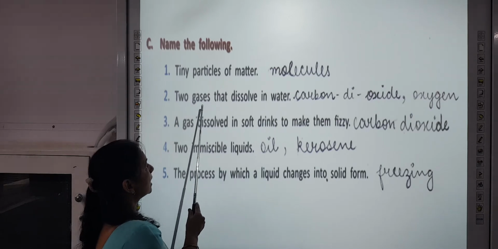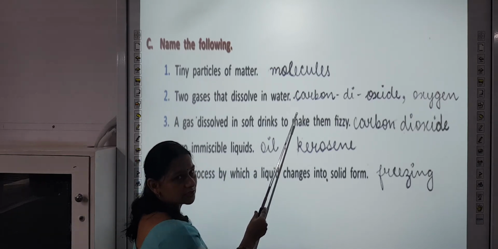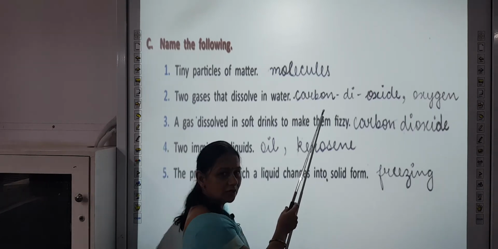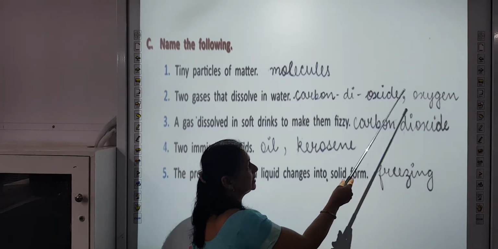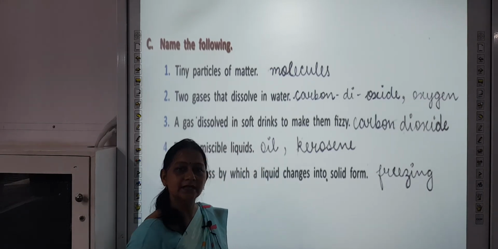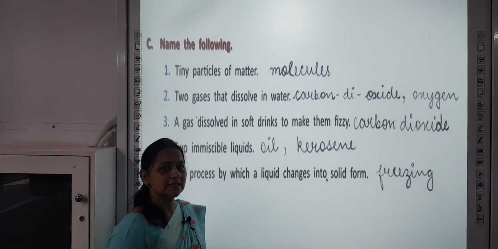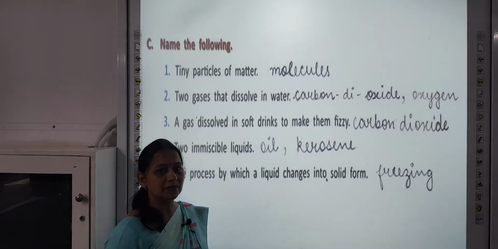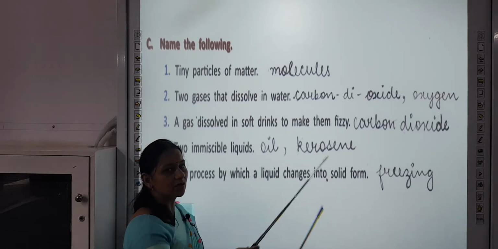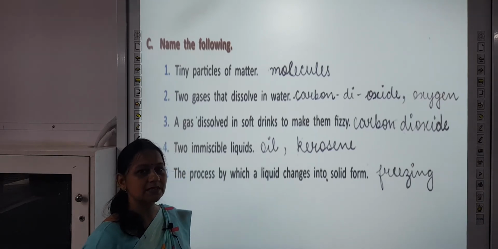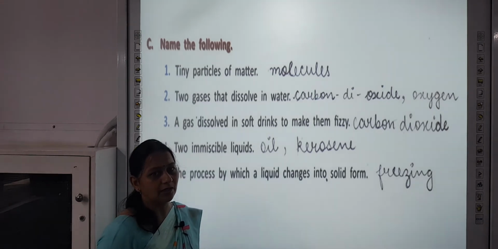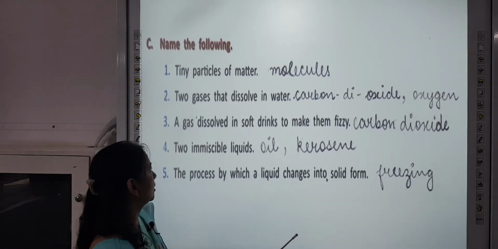Second one, two gases that dissolve in water. We know that carbon dioxide and oxygen are soluble in water. So, carbon dioxide and oxygen is the correct answer, because oxygen and carbon dioxide dissolve in water. That helps the aquatic animals to live in water. That is why the aquatic animals take in oxygen which is dissolved in water and give out carbon dioxide which is again dissolved in water.